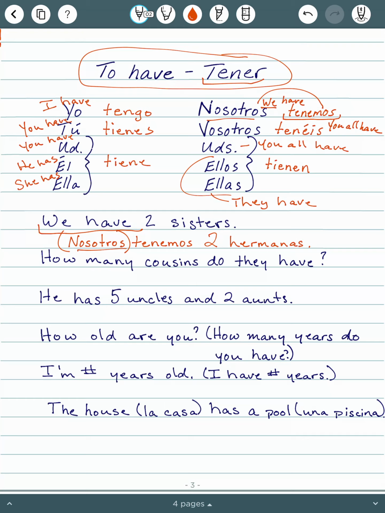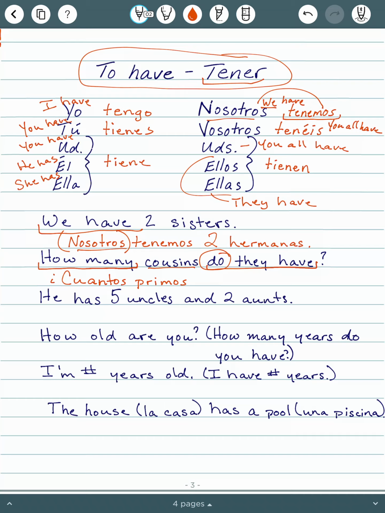How many cousins do they have? So for this one, it's a little different because it's a question. So how many will be cuantos, and then cousins, primos, and then to say, do they have? In English, this is a helping verb. We don't have this helping verb, do, in Spanish. So you really can just ignore that word do, pretend it's not there.